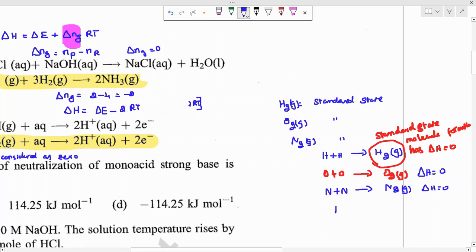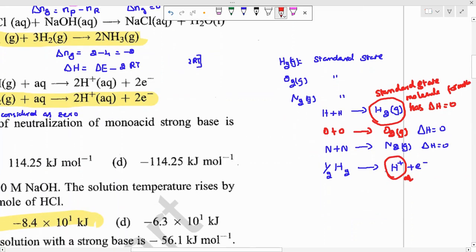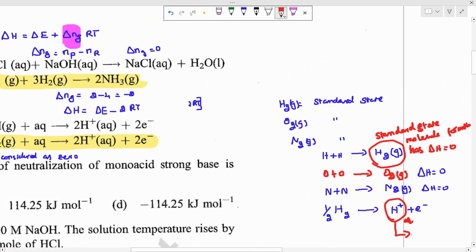And then look at this: half H2 gives H plus and an electron. Here this H plus. Look at this H plus at aqueous condition. This H plus at aqueous condition is considered as a standard state.